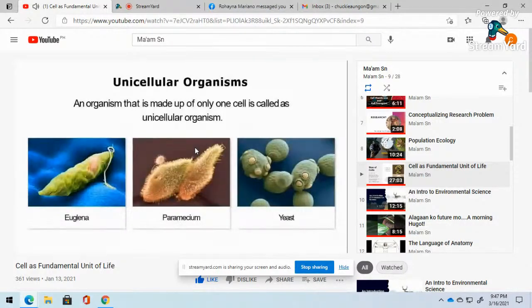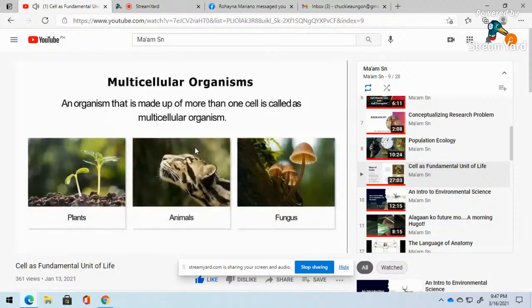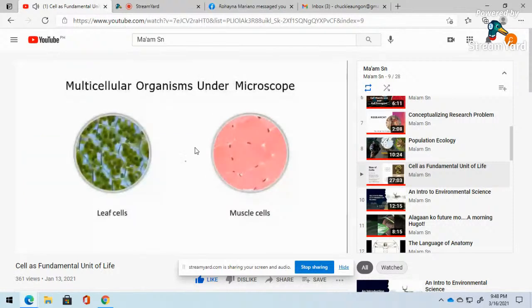There are organisms that are made up of only one cell, and these organisms are called unicellular. We have here examples: a euglena, a paramecium, and yeast. An organism that is made up of more than one cell is called a multicellular organism. Examples are plants, animals, and fungi. This is the picture of a multicellular organism under a microscope, the picture of a leaf cell and a muscle cell.